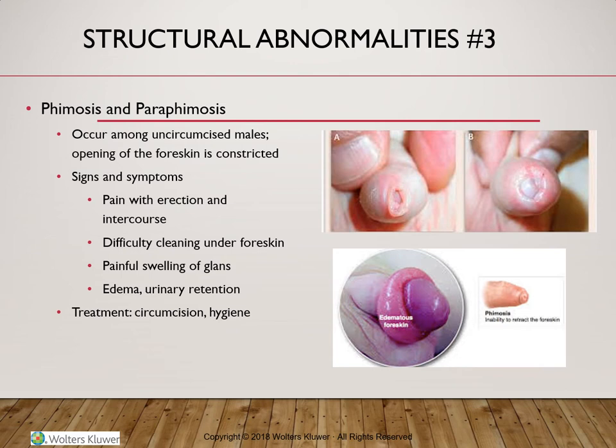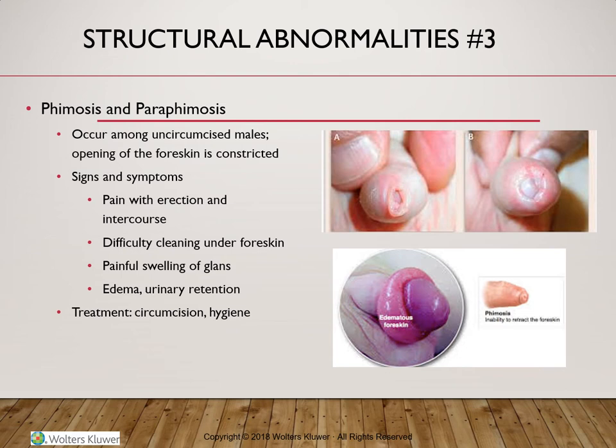And you can see that the foreskin that is still present in those uncircumcised males can become constricted over the head of the penis, the tip of the penis, and will prevent the retraction of the foreskin. And paraphimosis is the same constriction of the foreskin. However, it's a strangulation of the glans when the foreskin was retracted, and we cannot push it back over the glans of the penis.